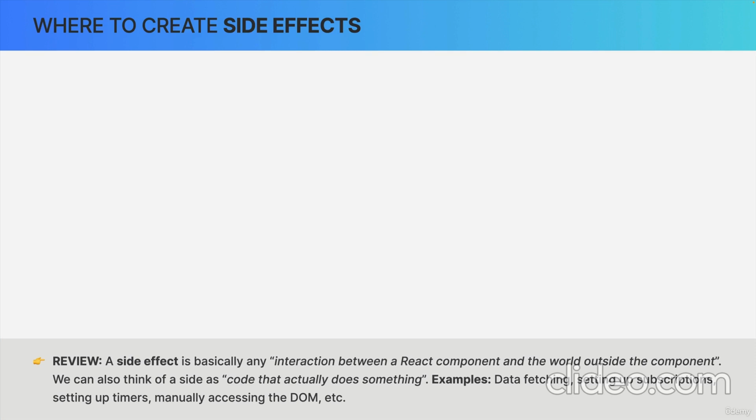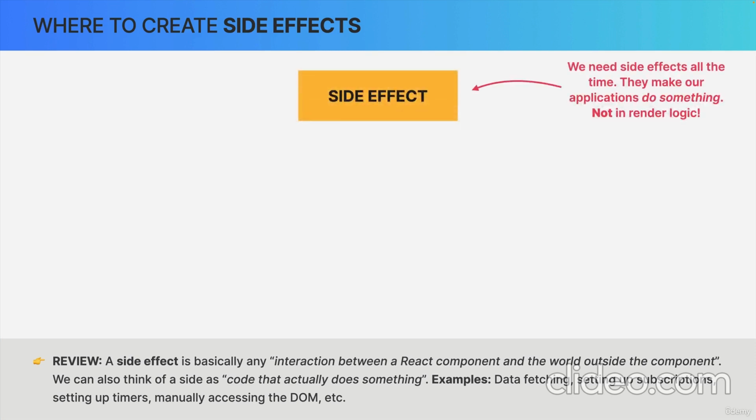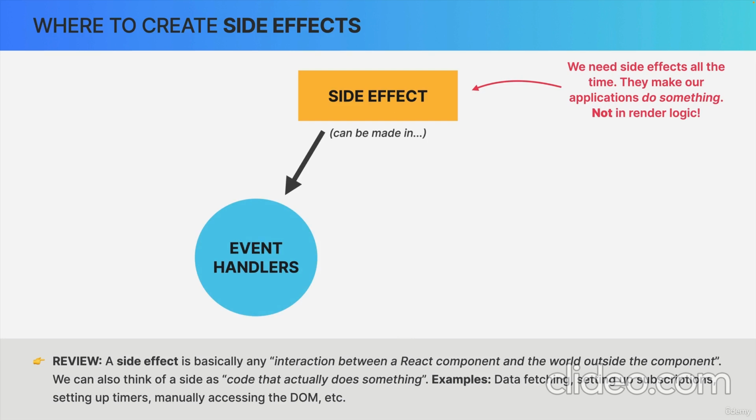So what this means is that we actually need side effects all the time when we build React apps. Now, we already know that side effects should not happen during the component render. Or in other words, side effects should not be in render logic. Instead, we can create side effects in two different places in React. And the first one is inside event handlers. And remember that event handlers are simply functions that are triggered whenever the event that they are listening to happens.